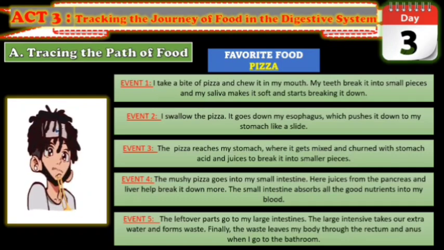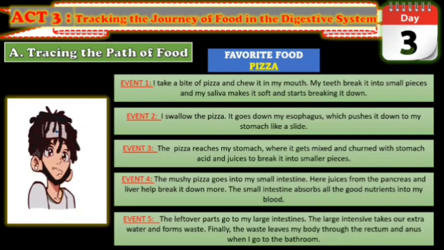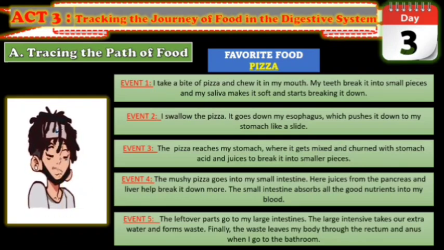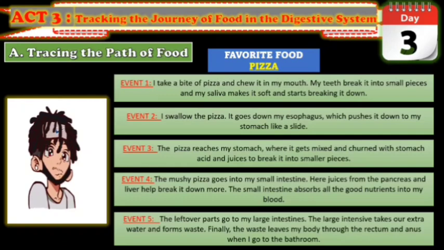Event 4. The mushy pizza goes into my small intestine. Here, juices from the pancreas and liver help break it down more. The small intestine absorbs all the good nutrients into my blood. Event number 5. The leftover parts go to the large intestine. The large intestine takes out extra water and forms waste. Finally, the waste leaves my body through the rectum and anus when I go to the bathroom.